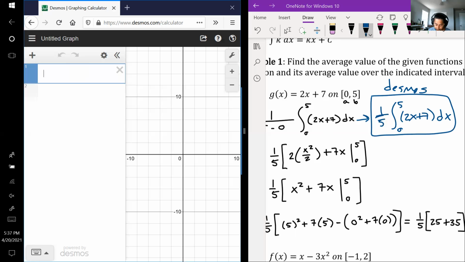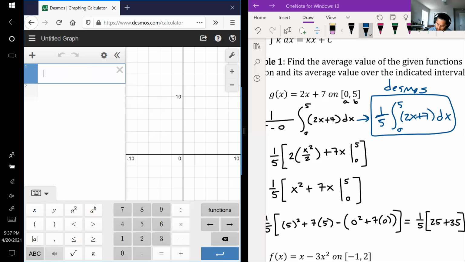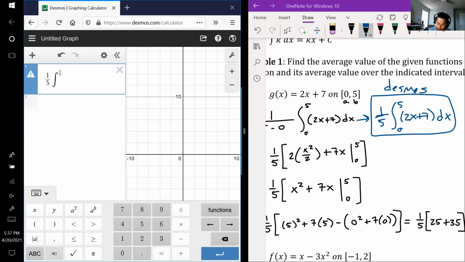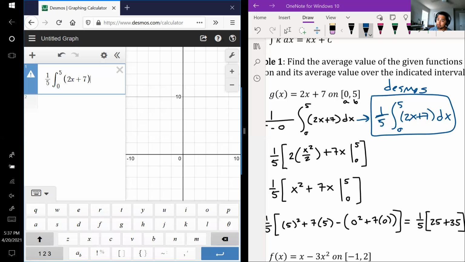And let's see. I'm going to do that. So you get 1/5 times the integral from 0 to 5 of 2x plus 7, and then with respect to x, and there it is, 12. Life is great, guys. Okay.